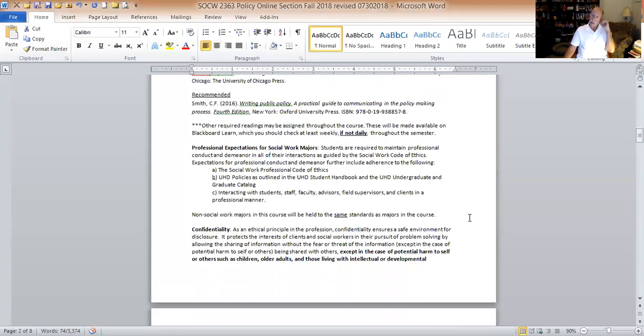If you are going to be a social work major, or you already are one, you might want to pick up this 3rd book, the C.F. Smith book on writing public policy. It's a very good book, very pragmatic on how to write in the policy environment. It gives examples on how to write policy briefs, but also how to do policy analysis. Very straightforward.